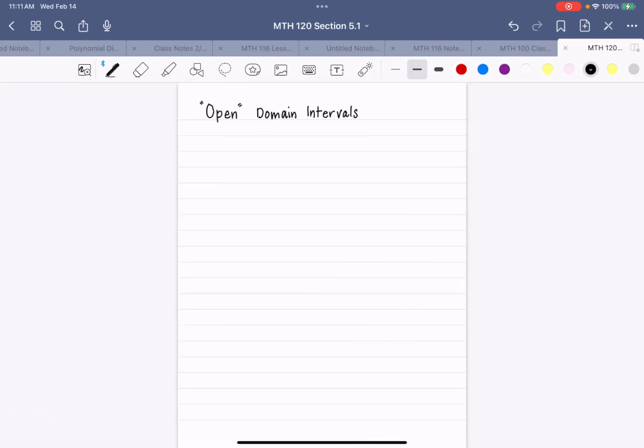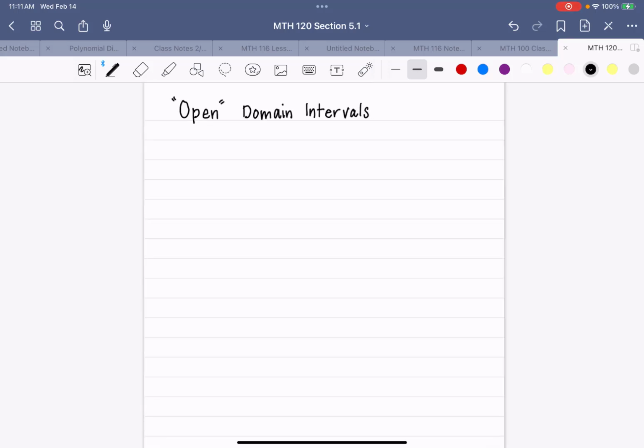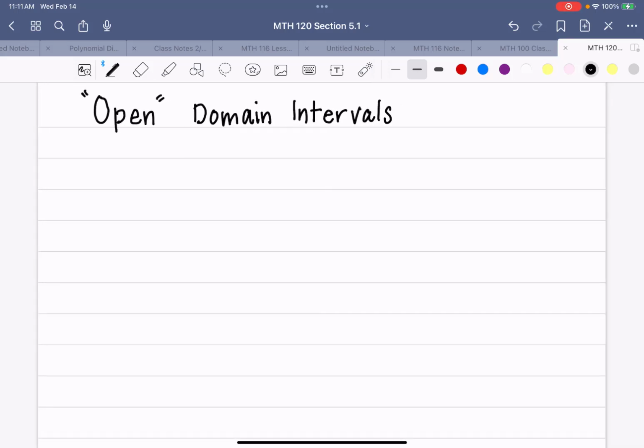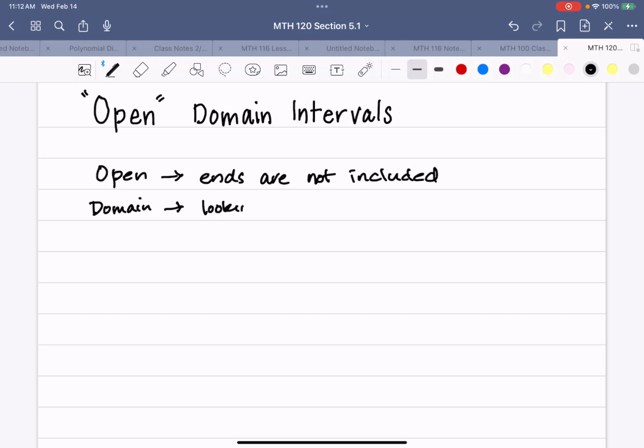Now let's talk about open domain intervals, because these are the kinds of intervals we'll be using when we indicate increasing, decreasing, constant intervals of a function. Open's very easy. It just means ends are not included. Under any circumstance, are the ends going to be included? Okay, and domain means that we're looking for or looking at x values, never y.